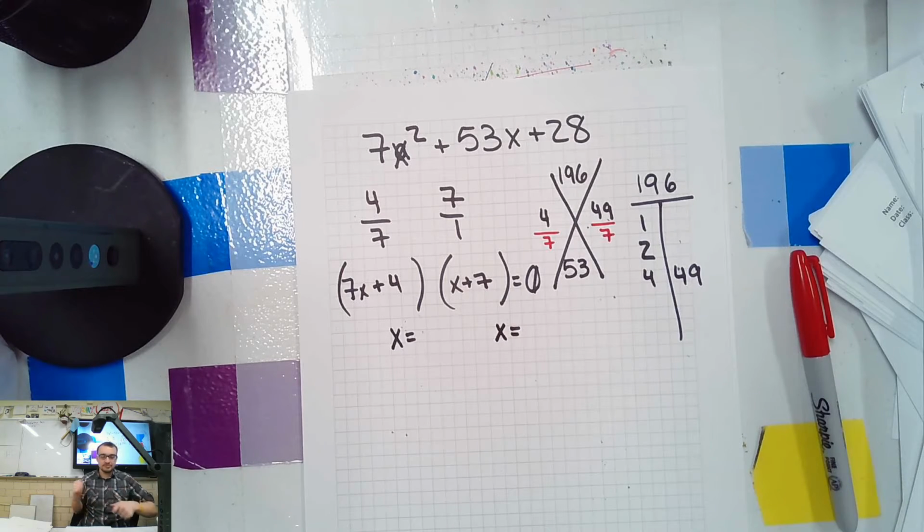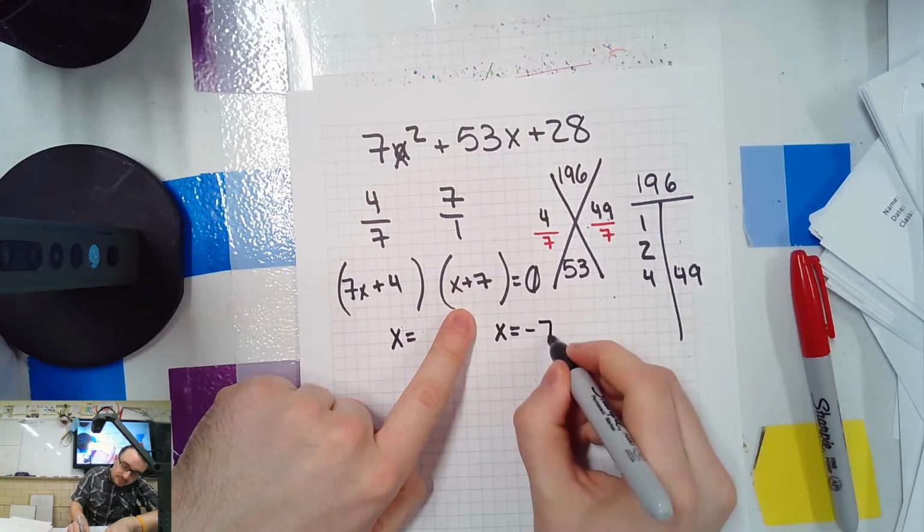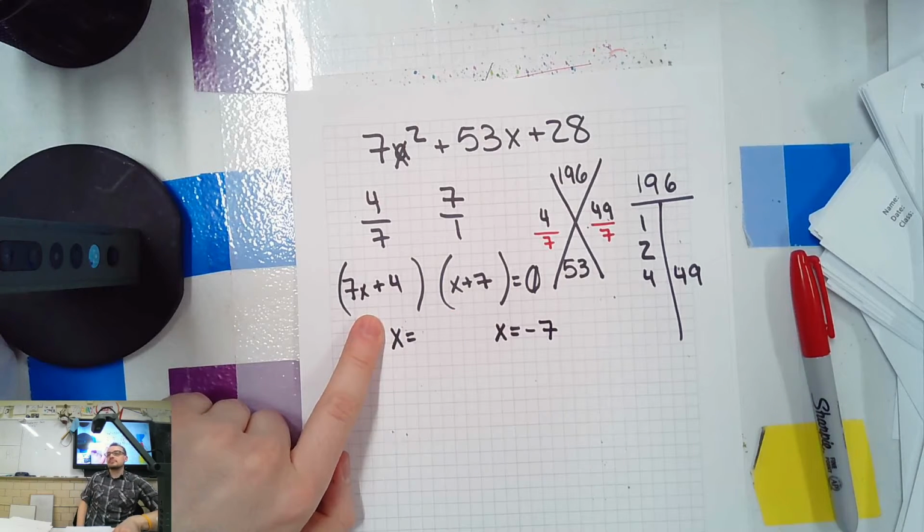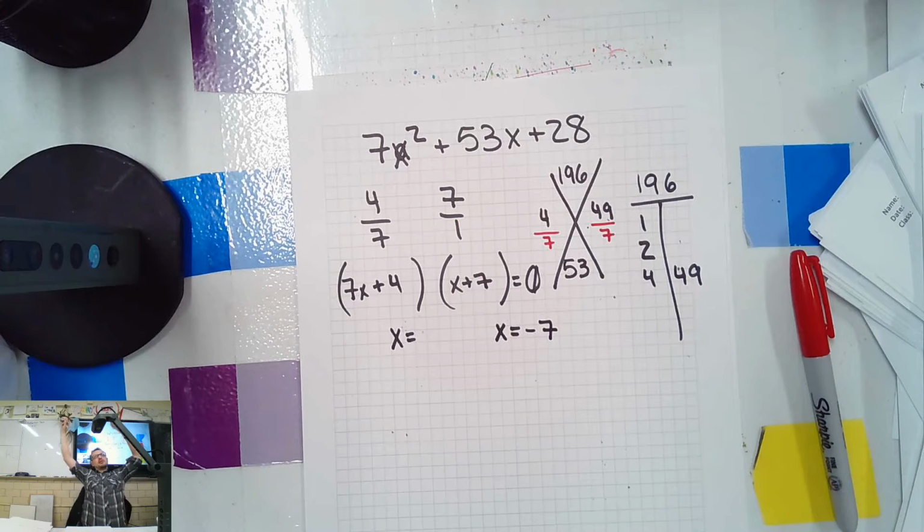So, x-intercepts. So what x would be negative 7? Okay, good. What's the root here going to be? Think of it in your head. 7x plus 4 equals 0. Move over the 4. We'll divide by 7.